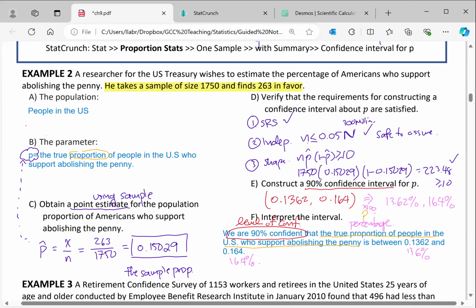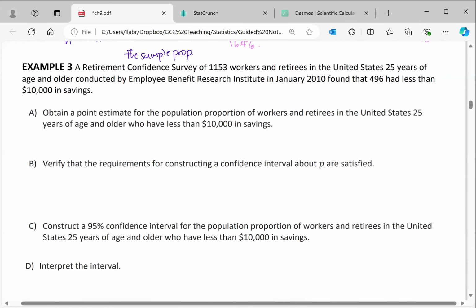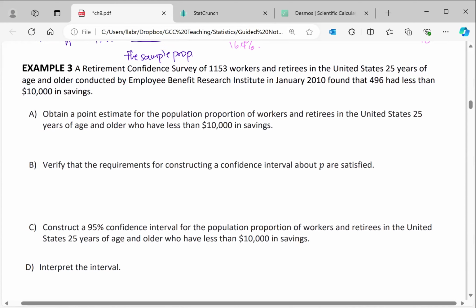All right, so that was our first example. And what I want to do is leave you with an example of your own. So go ahead and apply the same strategies that we discussed above, same approach, and go ahead and complete example 3.